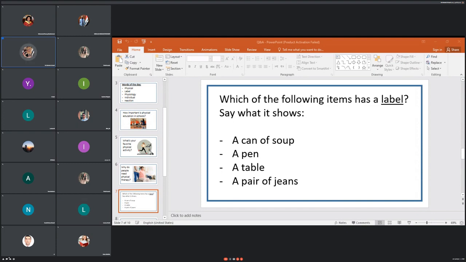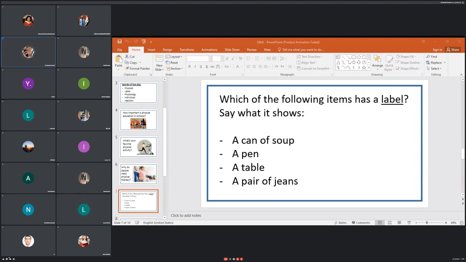Okay, now let's talk about labels. Now I have here 4 items. Tell me, what do you think? Which item has a label and which item doesn't have a label? What about a can of soup? A pair of jeans, it has a label. A pen also has a label. Okay. Now let's start. Who said a pair of jeans? Lamis.